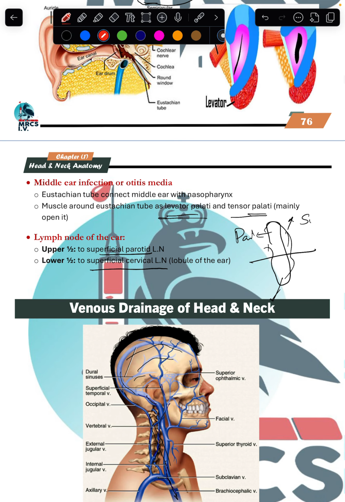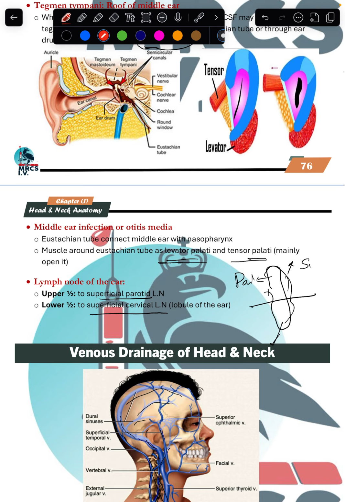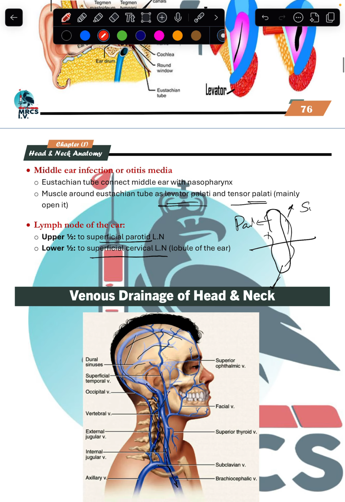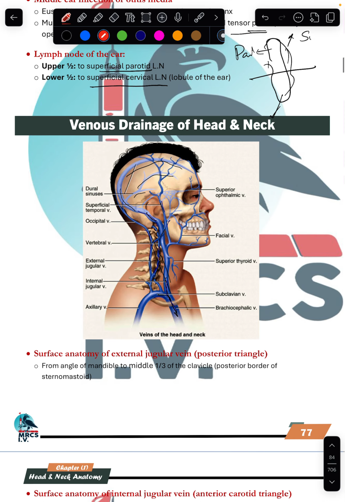So in middle ear infections or otitis media, the eustachian tube connects the middle ear to the throat. Sometimes mastoiditis infection goes to the jugular. You can see the mastoid and jugular vein. The upper one third goes to the superior parietal lymph node, the lower third goes to the.